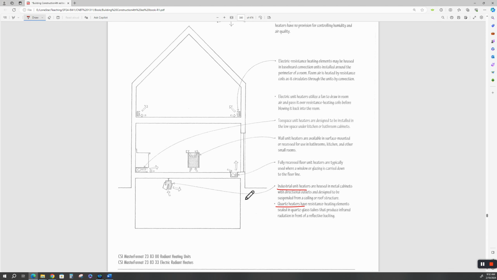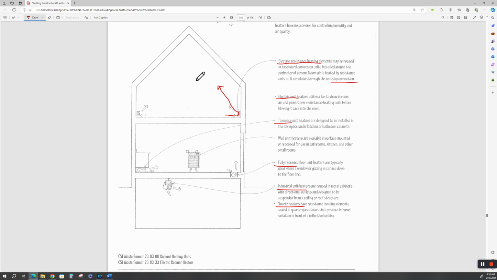All right. Here's a fully recessed floor unit, and this is a wall unit. Okay. And this is a toe space unit. And they all use a fan to draw in room air and pass it over some kind of coil, whether it's a resistance heating coil, before blowing it back into the room. Electric resistance heating circulates by convection, just like the baseboard hot water ones did. Cold air comes through here, heats up, and rises.